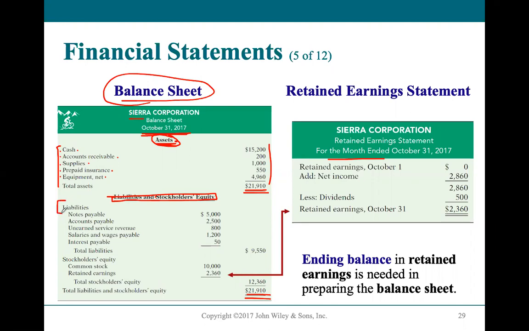liabilities are things that we owe. These are debts that we owe to somebody. Stockholders' equity represents what the owners have either put into the company, which is their shares of ownership, or what their profits of the company have been retained. That's the retained earnings. So liabilities and stockholders' equity are always on the opposite side of assets.